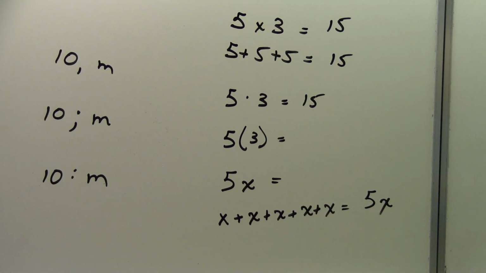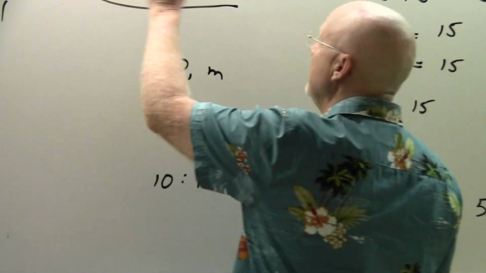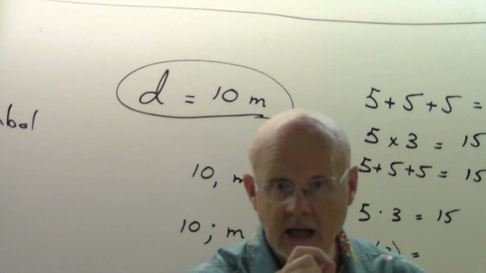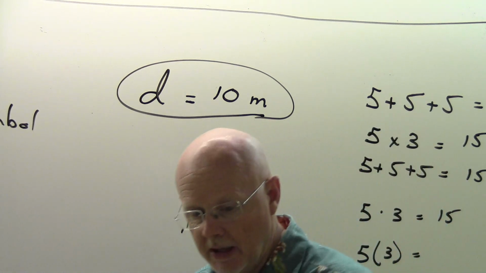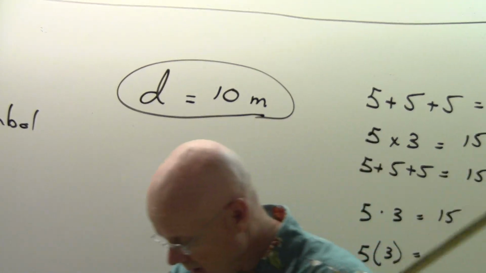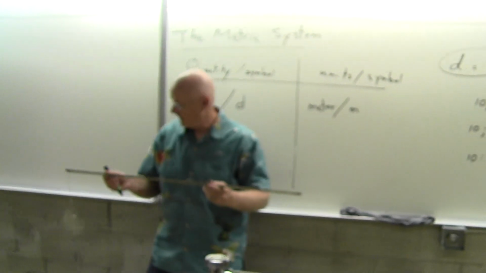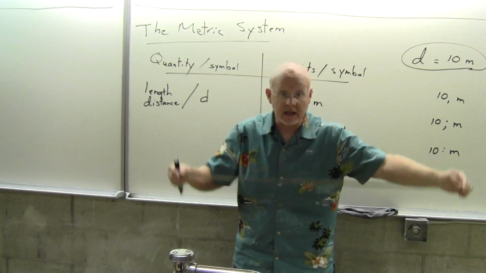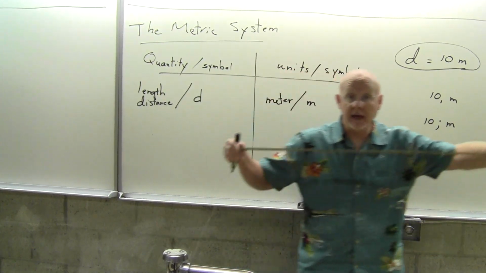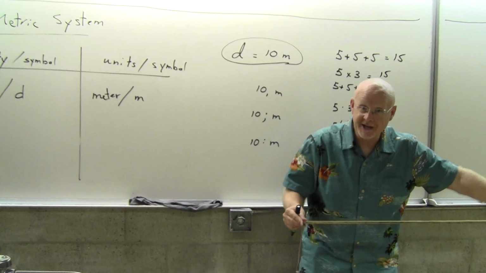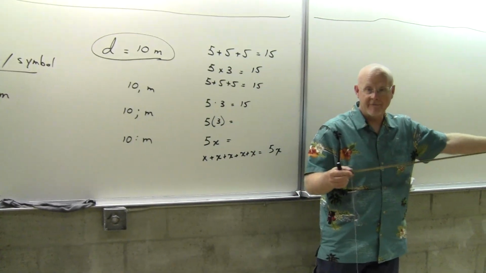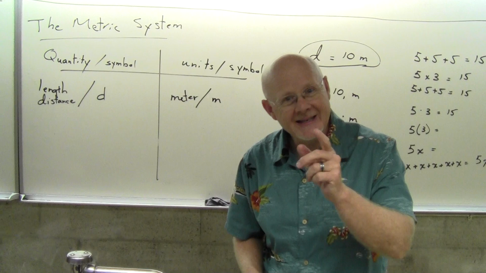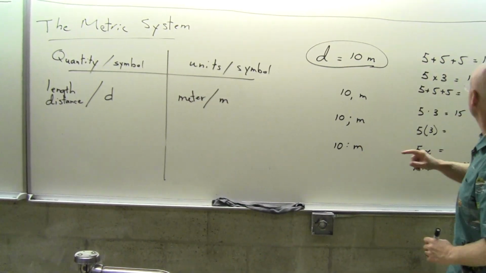Now, why do I bring that up? Let's come back to here. What do we really mean when we say the distance from that side to that side is 10 meters? Here's what we mean. We mean, if you took this meter stick and you went over to this side of the room, you could lay this down on the ground and then move it to here a second time and lay it on the ground. And then pick it up and lay it again a third time. And then lay it again a fourth time. How many times would you lay down a meter? 10 times. And that is really my point.